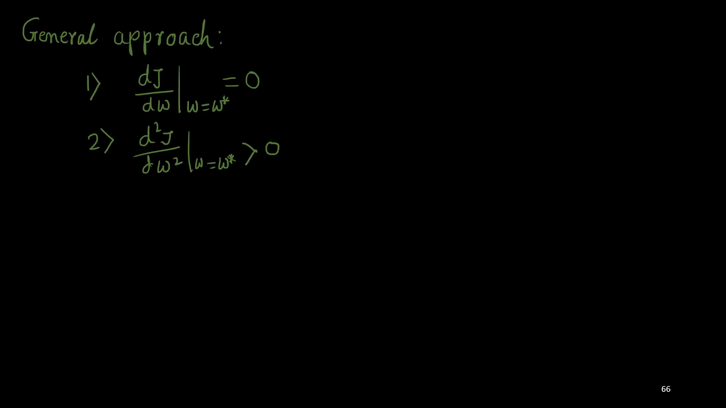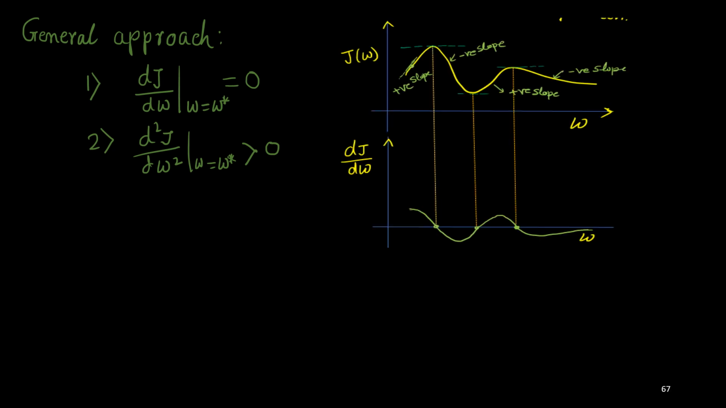Now, let us start with this general approach. So these two steps. Now I'll consider first a general cost function, not only the quadratic equation. Now you see this function, it looks like this. It has one maxima here, one maxima here, and one minima here.